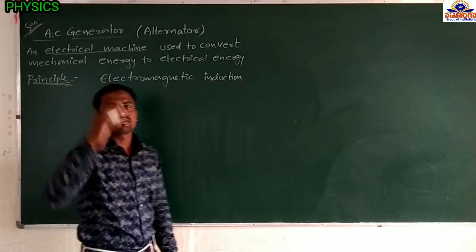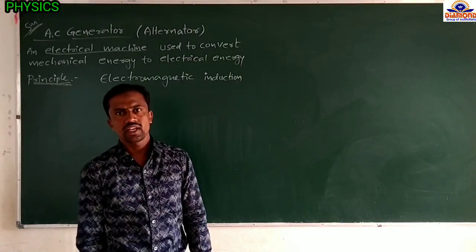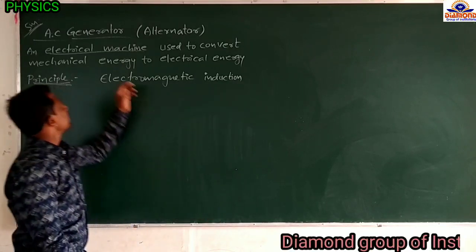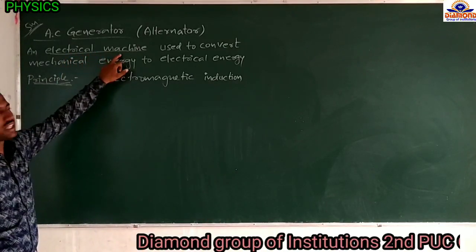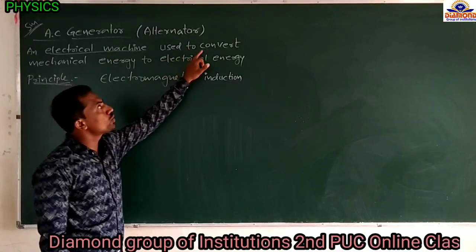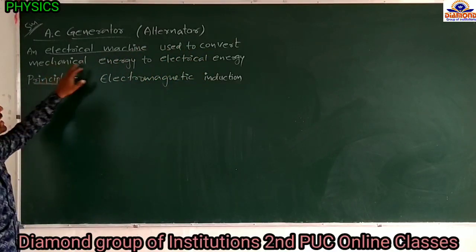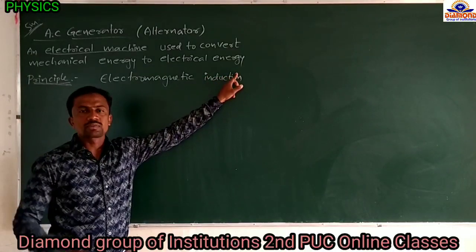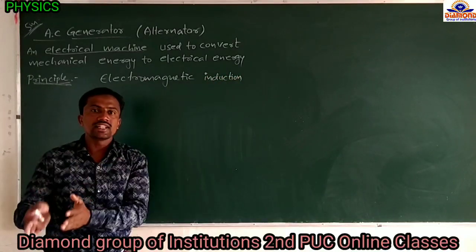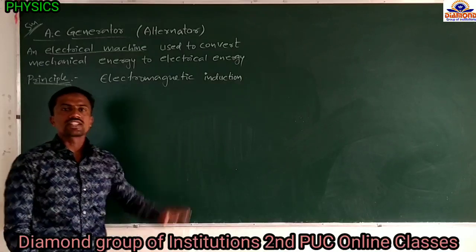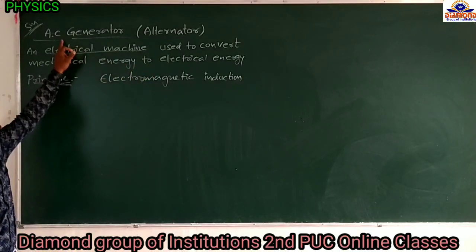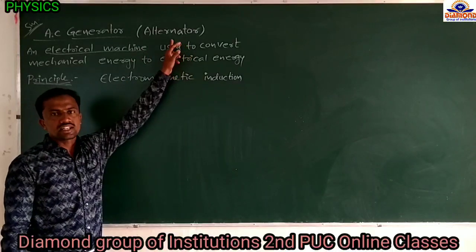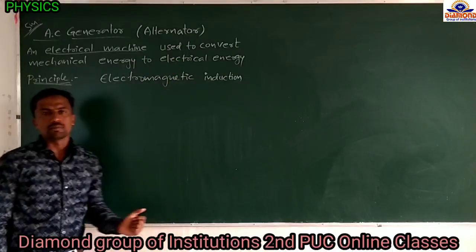For example, a fan is a machine. A bike is also a machine. Similarly, this is an electrical machine which is used to convert mechanical energy to electrical energy. Such types of machines are called AC generator, or alternator, or also dynamo.